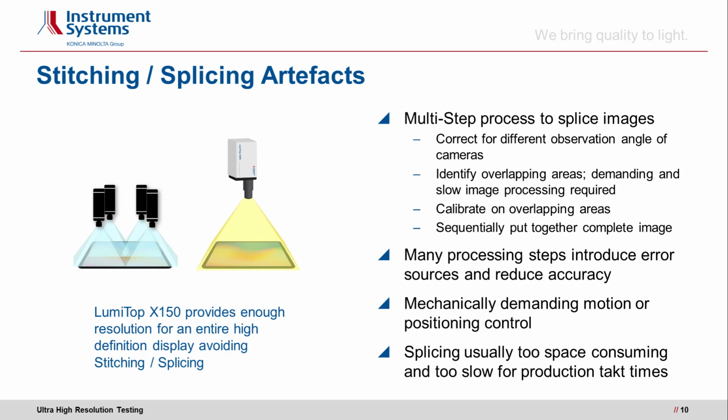These additional processing steps introduce error in the pixel correction process and are slow, as they involve considerable image processing and also potentially mechanical movement. This makes them unsuitable for a production application. These artifacts can be avoided by taking one exposure with an ultra-high resolution camera.